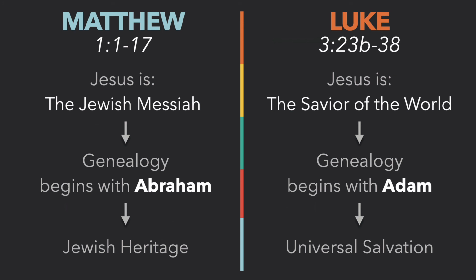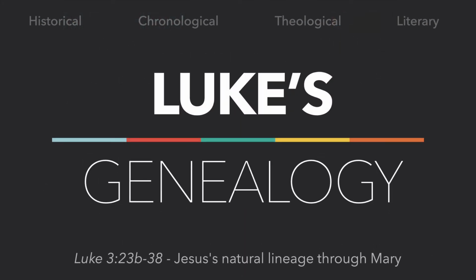Luke, though, his emphasis is that Jesus is the Savior of the world. That would also make sense that he goes back past Abraham all the way back to Adam to emphasize the universal salvation that this Messiah has come to offer. He's not just the Savior of the Jews, he's the Savior of the world. So this now sets us up to take a deeper look into Luke's genealogy. So let's do that in our next video. In our next lesson, what we want to do is shift from Matthew's genealogy to looking at Luke's genealogy, where Luke unpacks Jesus' natural lineage through Mary.